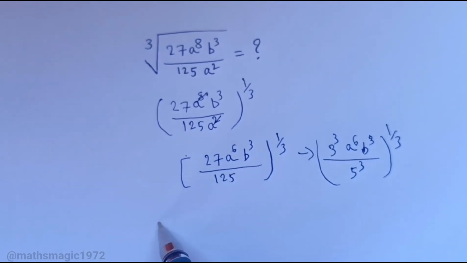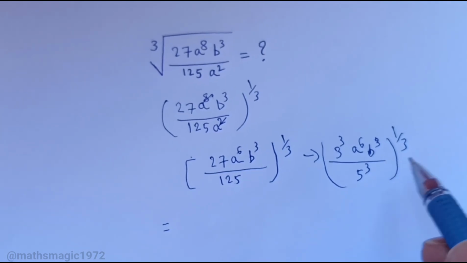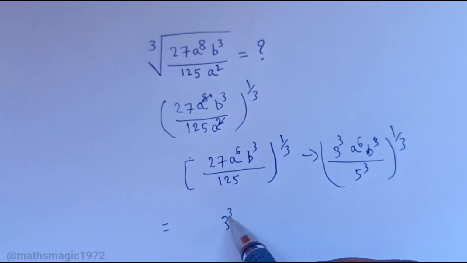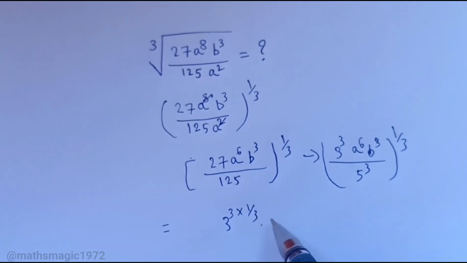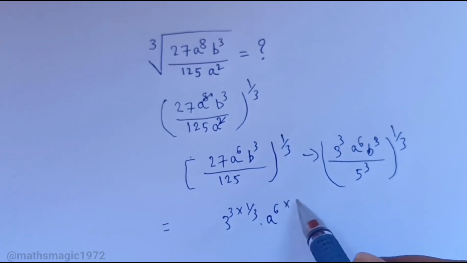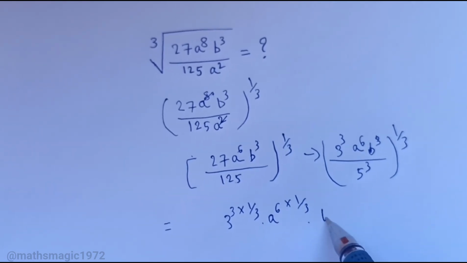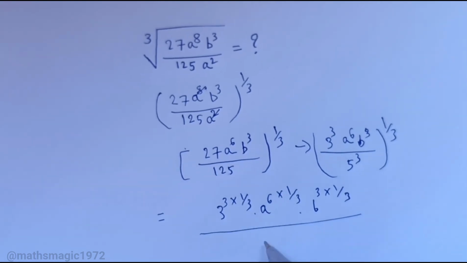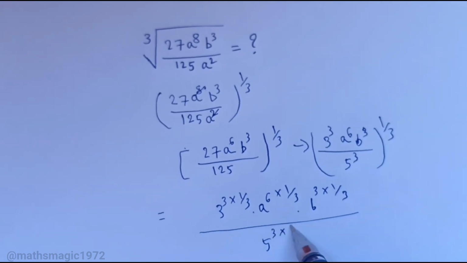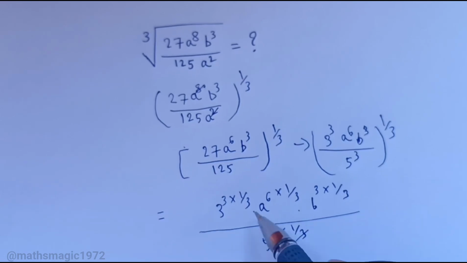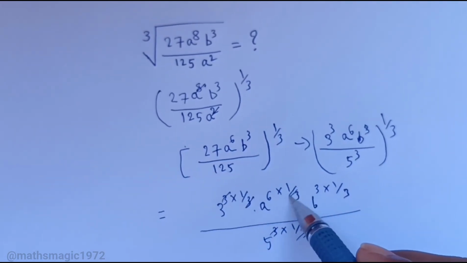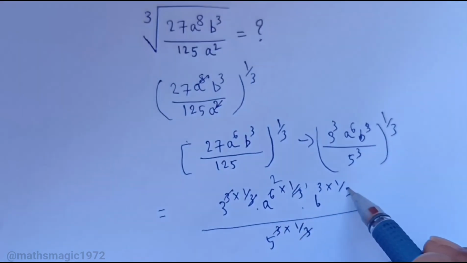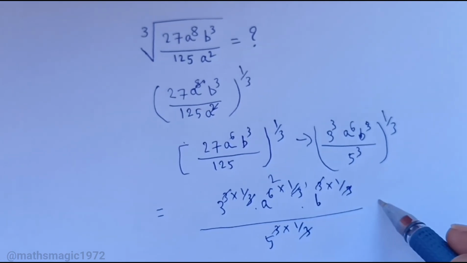Here using the identity a to the power of m whole to the power of n is equal to a to the power of m into n: 3 to the power of 3 into 1 by 3, a to the power of 6 into 1 by 3, b to the power of 3 into 1 by 3 over 5 to the power of 3 times 1 by 3. 3 and 3 cancel, 3 and 3 cancel, 3 and 1 remains, 3 and 2 remains, 3 and 3 cancel.